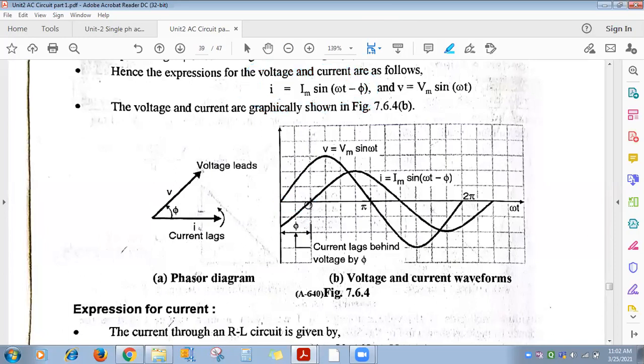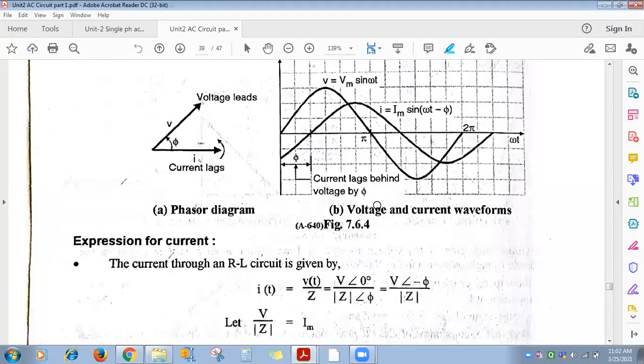In the current waveform, you have to represent current lagging voltage by some angle phi, and that phi should be greater than 0 and less than 90 degrees. So see here, minus phi is there. Minus phi means this waveform at the origin will have some negative value. So this is about the voltage and current waveforms.